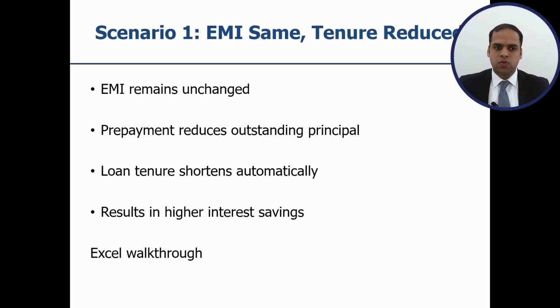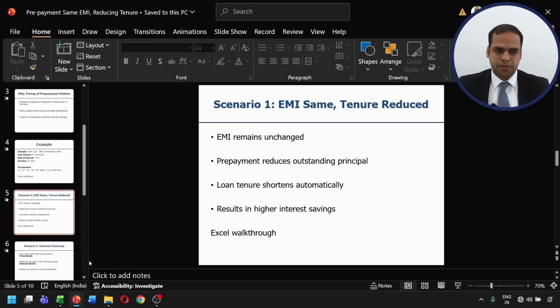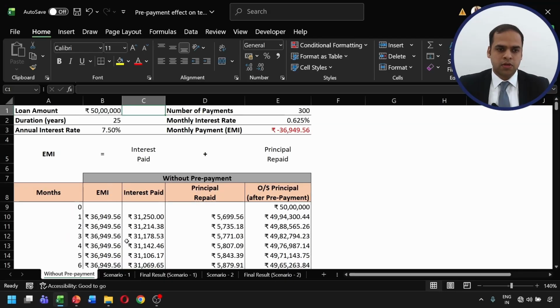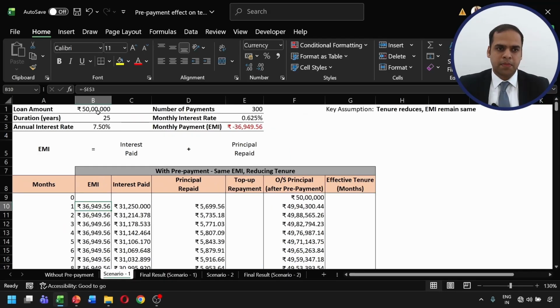So we will go to Excel and see practically, once we prepay the loan earlier and we keep the EMI the same, how it impacts our tenure. So scenario 1, the example remains the same: loan amount 50 lakh, duration is 25 years, annual interest of 7.5%, and the number of payments is 300 months. Monthly interest rate remains the same, and the monthly payment, which is EMI, remains the same.